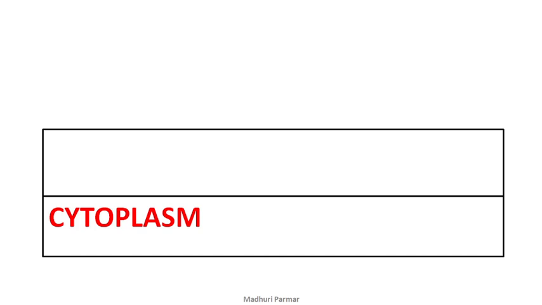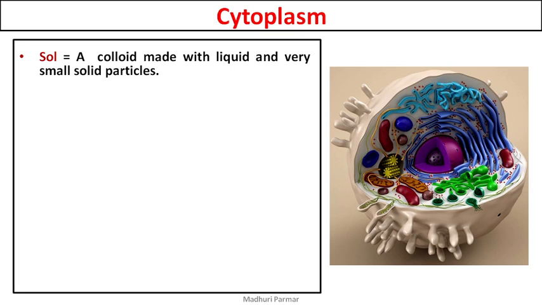Cytoplasm. To understand cytoplasm, there are few terms that are important. First term is sol. Now I know you have studied in chemistry what different sols are, what different colloids are. So sol is basically a colloid made with liquid and which has very small solid particles in it. Clear? So you know the meaning of sol now.